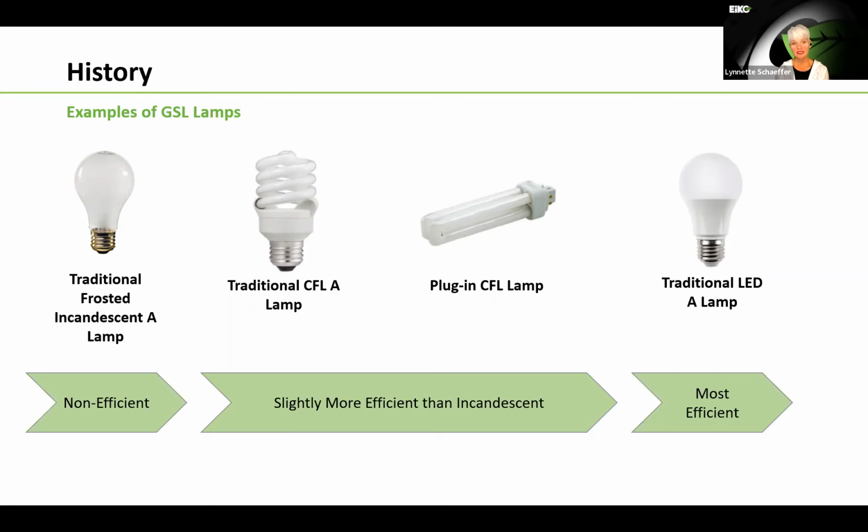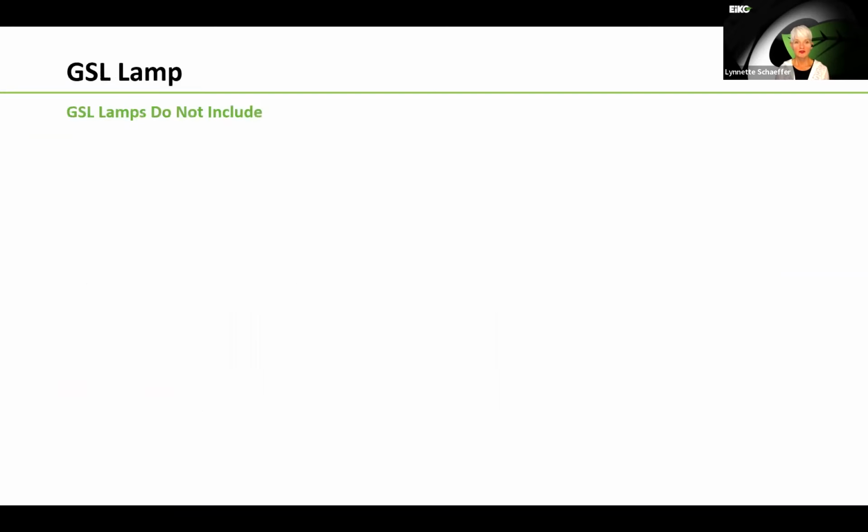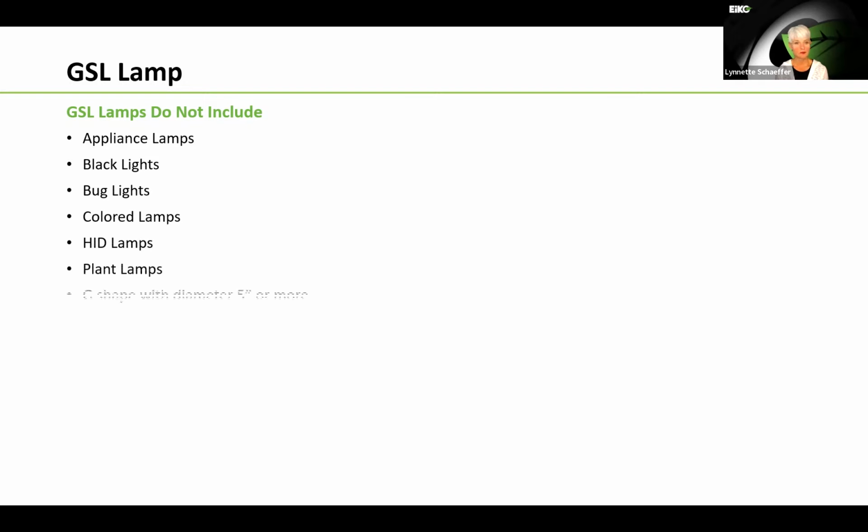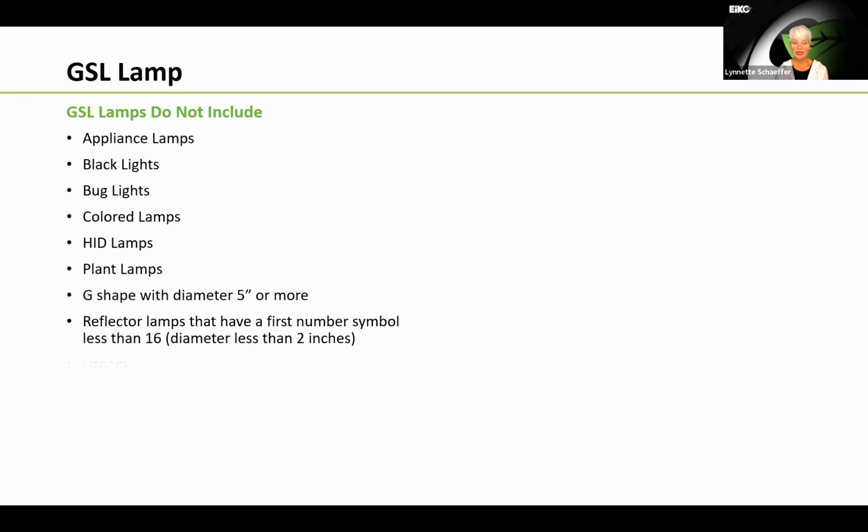Now, the thing to understand is that you can't just assume that every single lamp is affected by the regulations and rules set forth by the DOE. Of course, that's what makes it kind of tricky, right? So first of all, what does this mean? Well, there are lamps that are not included in these regulations, like appliance lamps, black lights, bug lights, colored lamps, HID lamps. So none of those high pressure sodiums or mercury vapors or any of that, they're not included. Plant lamps, the globe shaped lamps with a 5-inch diameter or more. Also reflector lamps that are less than 2 inches in diameter. And then there's some other specialty type lamps too. I would recommend going out to the DOE's website to get the full list of all of those that are not part of the GSL regulations.